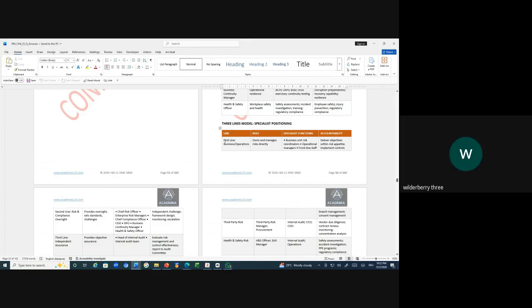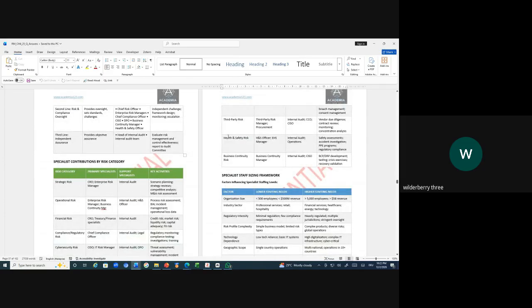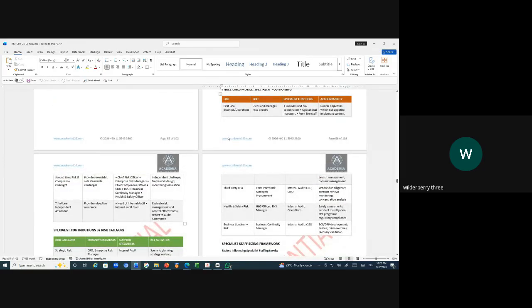What is the first line? That's the 3 lines of defense. That can also be applied here in risk management. So what is the first line? The first line is the business operation, the risk owner itself. The second line is then the compliance oversight, and the third line would be the independent assurance.